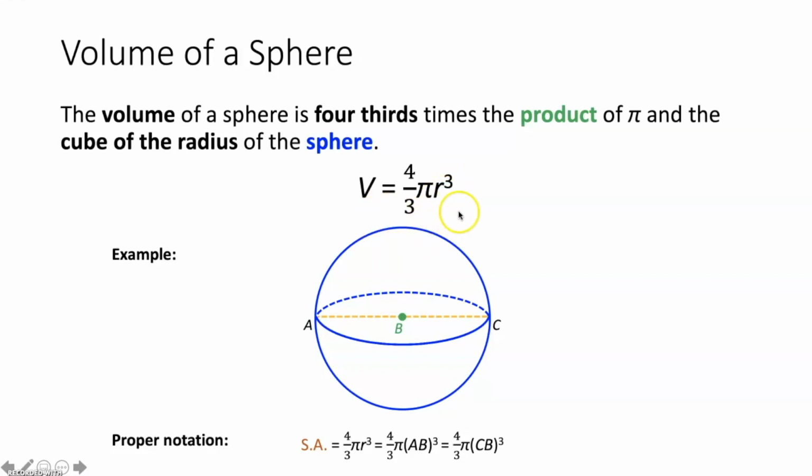Now, people mix up these two formulas all the time, the surface area and the volume formula for a sphere. It's actually pretty easy to remember, because if you're talking about area, you're dealing with square units. So you should use the formula that has a square in it. Whereas volume, you're dealing with cubic units. So you need to use the formula that has a cube in it.